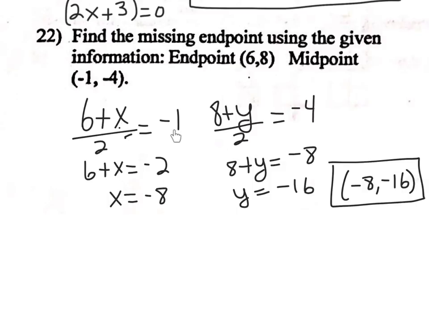Divided by 2, that gives me my center, which is -1. And then I do the same thing for the y value: 8 plus y divided by 2 equals the center, which is -4. And then I just solve for x. Multiply by 2, I get 6 plus x equals -2. Subtract 6, x equals -8. Over here, I just multiply by 2, so 8 plus y equals -8. y equals -16. And this would be the other endpoint.